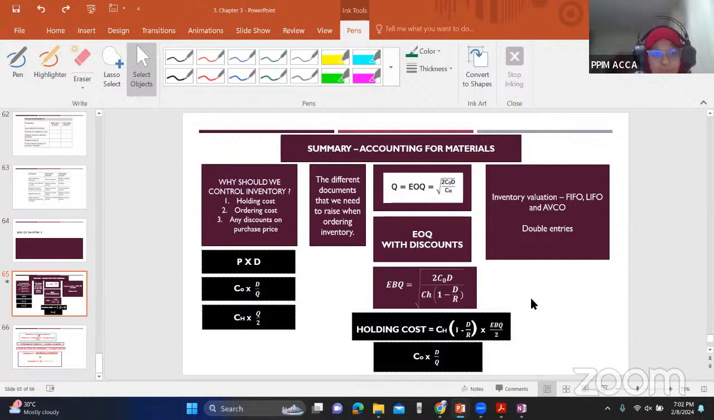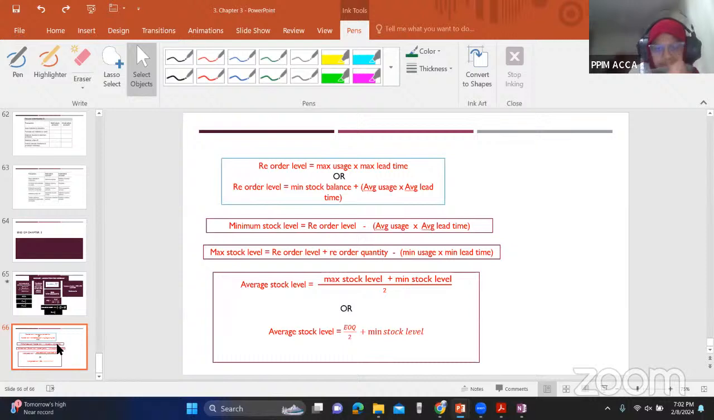Okay, so I hope you took this one down. Go to the next slide as well. These are basically all the equations that you need to learn when it comes to accounting for materials. None of them are given at your exam, so everything has to be learned.